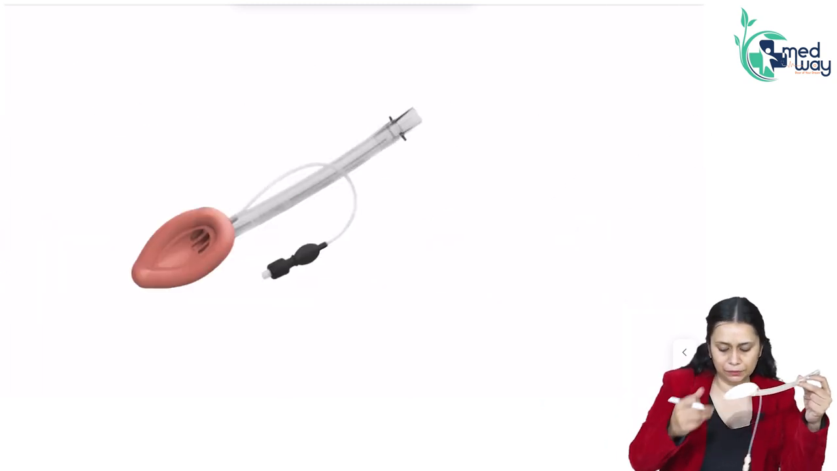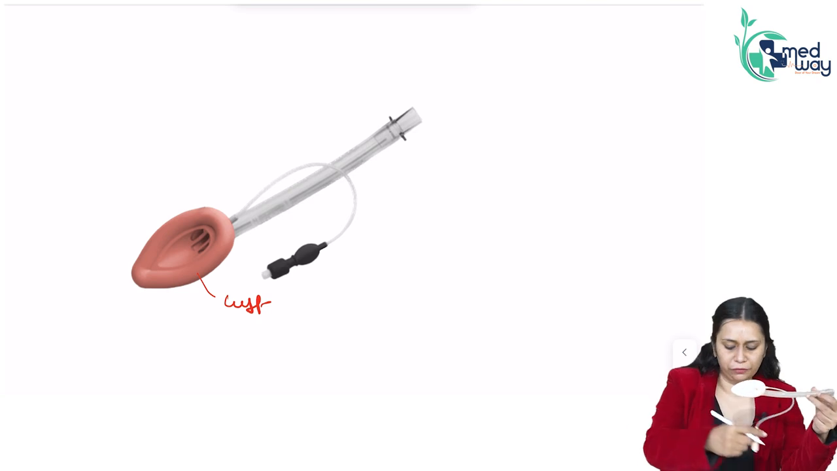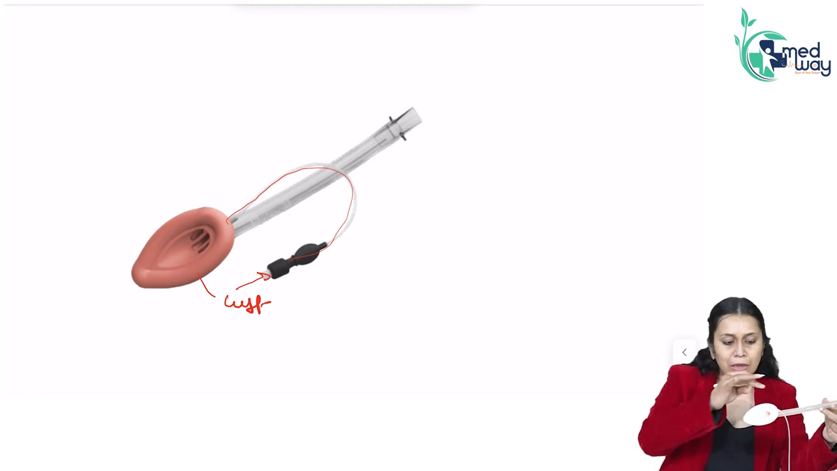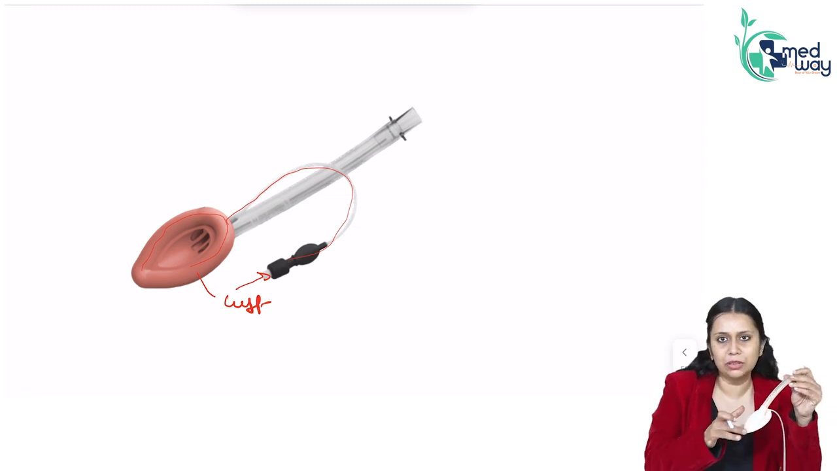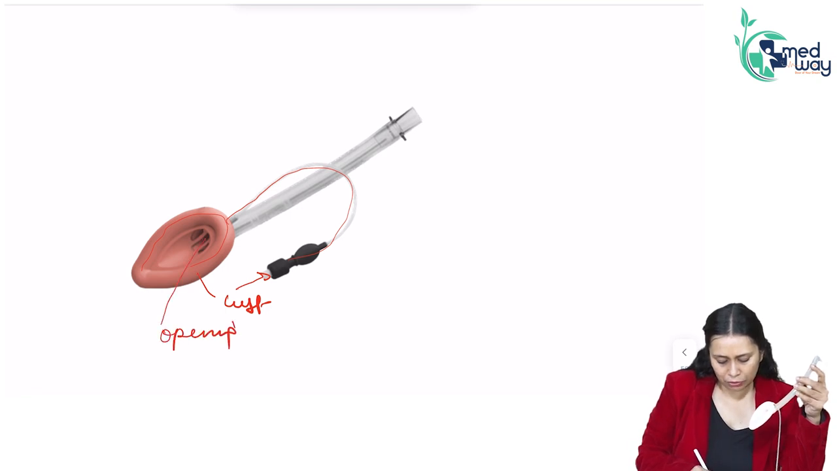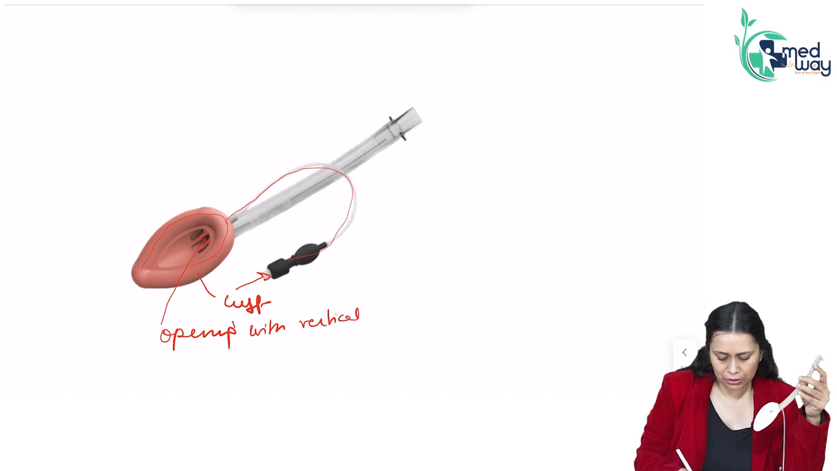See, this is the cuff. This cuff has this pilot balloon system to inflate it. So we can put air and this cuff will get inflated. Now this back portion is the dorsal part of the classical LMA, and it does not have any opening in it. On its ventral side, there is an opening, and this has two, let's say, ridges to lift the epiglottis and prevent the epiglottis from falling on it. So opening with vertical ridges.